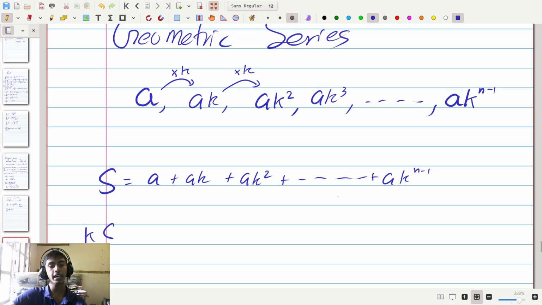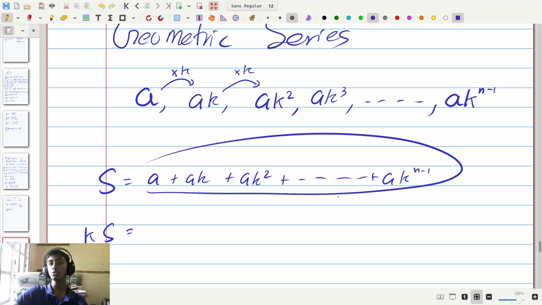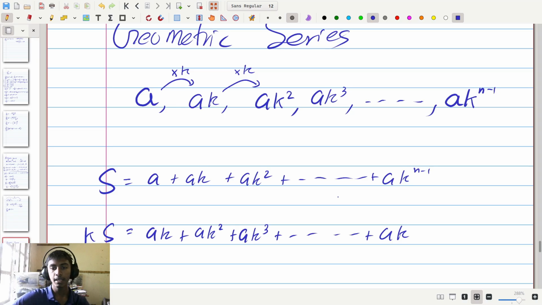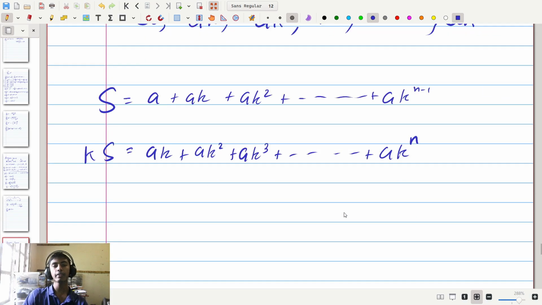If we consider k times s, it would be all of the terms here, each being individually multiplied by k. So we'd have ak here, the next term would be ak squared, the term after would be ak cubed, and so on and so forth until the last term, which would be a times k to the power of n minus 1 times k, which would be ak to the power of n. So therefore, k times the sum that we're looking for is going to be equal to this.